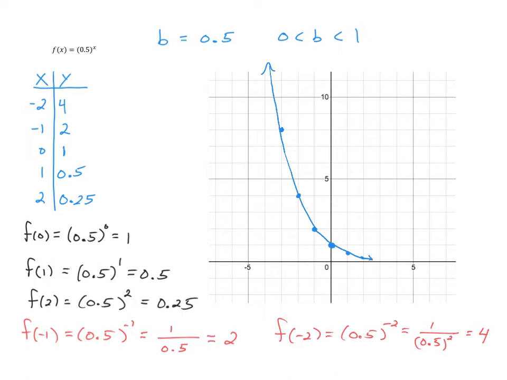This one gets closer and closer to y is equal to 0. So again, we have that y equals 0. This line is an asymptote. And if you want to be more specific, you could actually say it's a horizontal asymptote because this is a horizontal line.